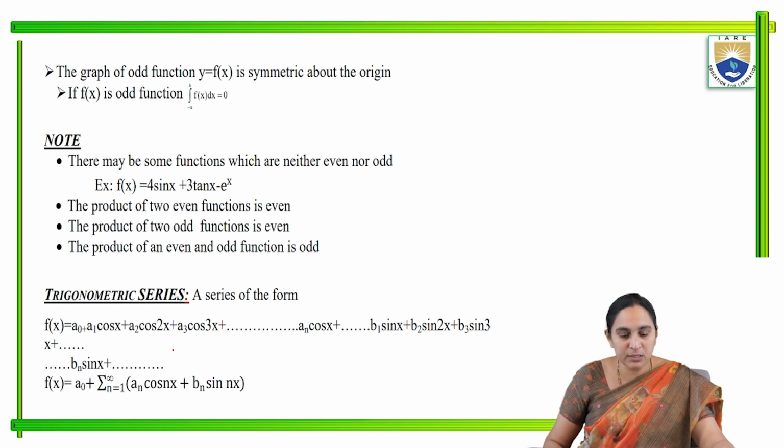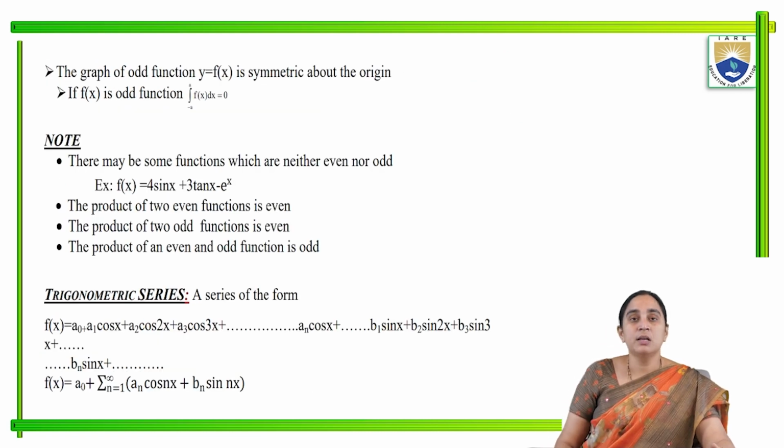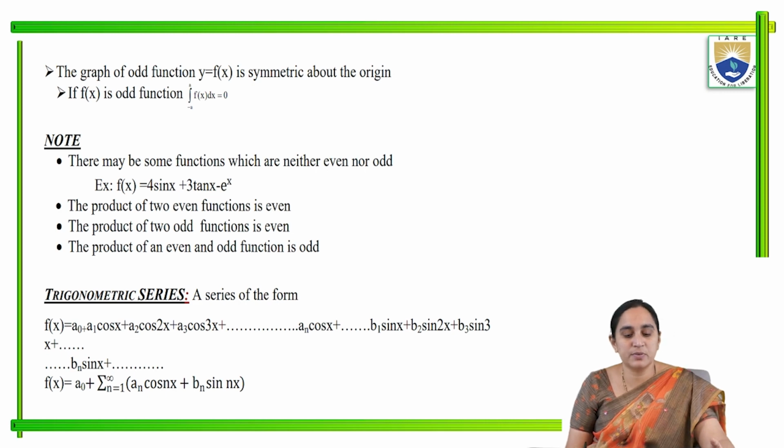What about the graph for that? It is symmetric about the origin. This is the graph for that. And what about the formula for that? If f of x is an odd function, in that case integral minus a to a f of x dx value is equal to 0.